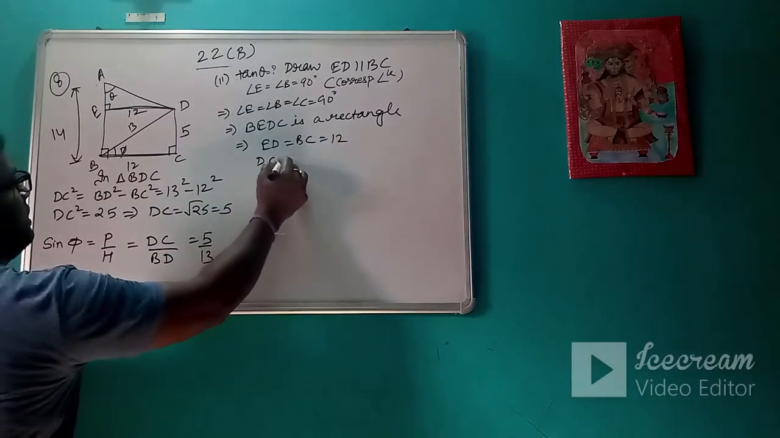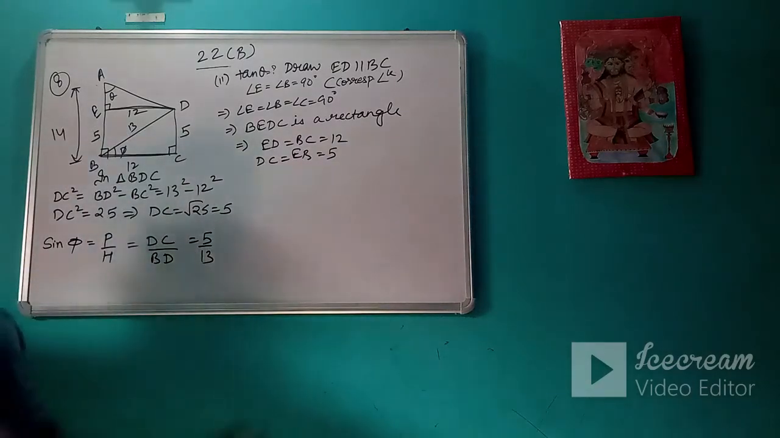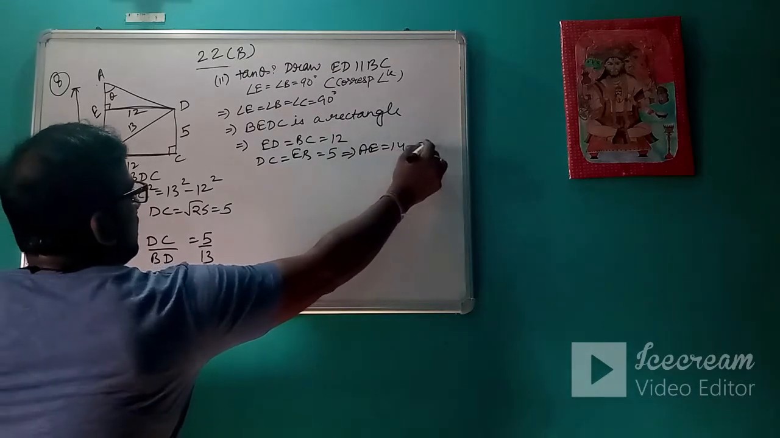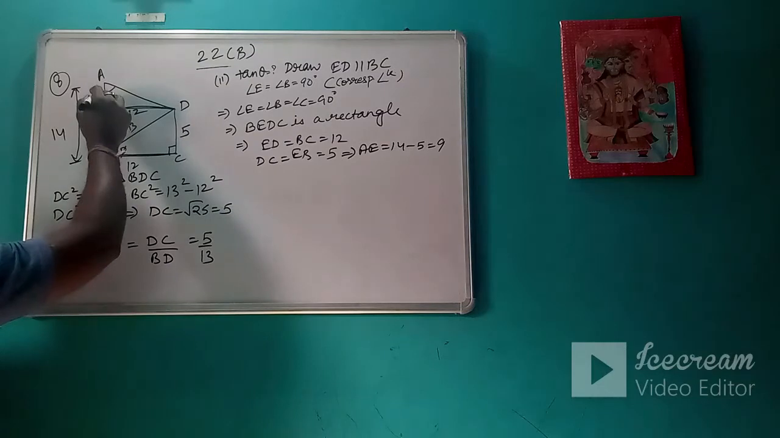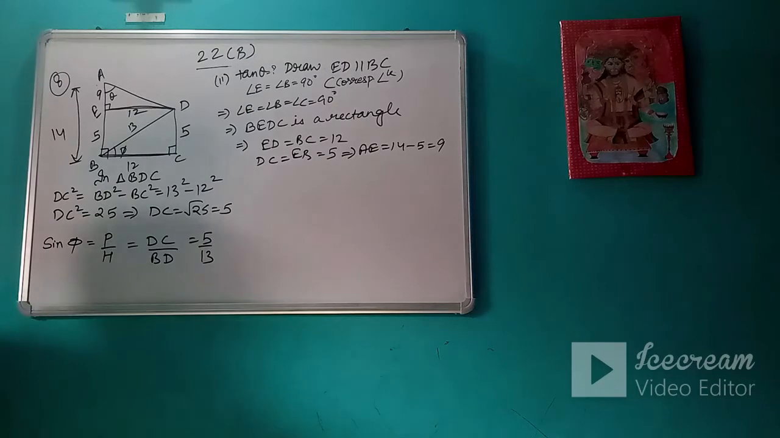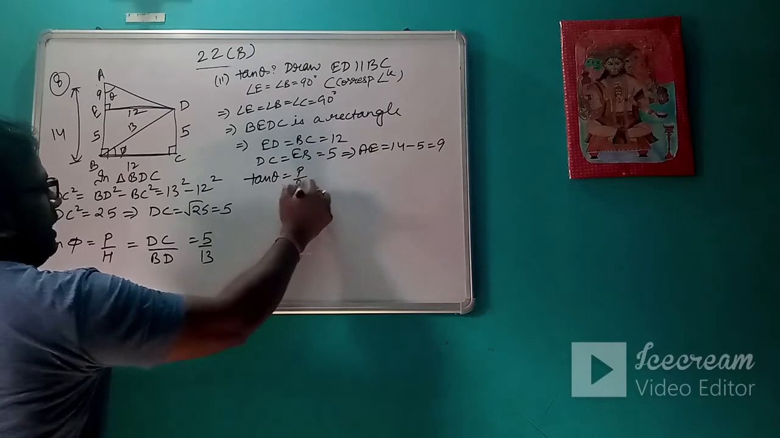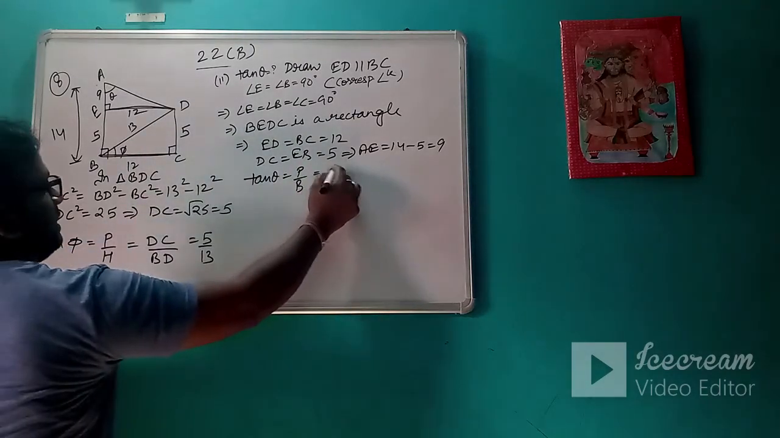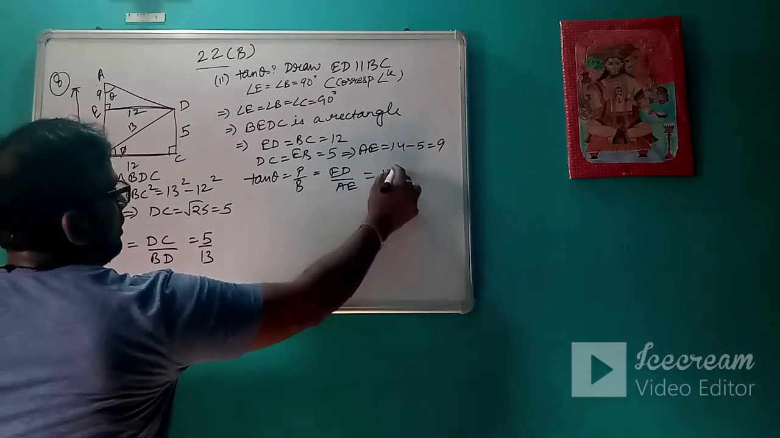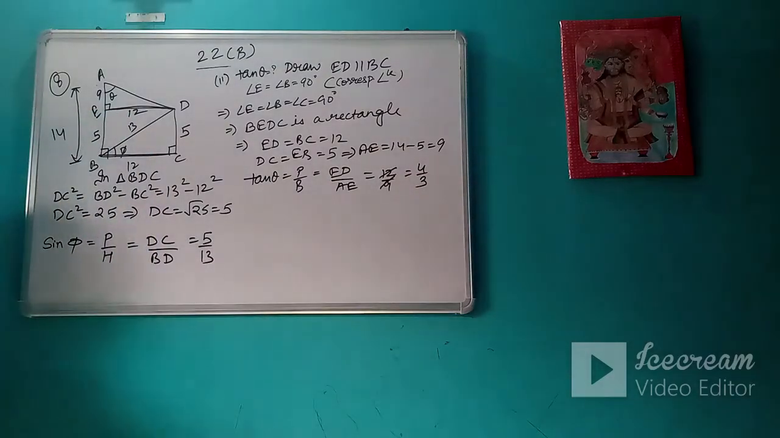So what is DC? DC will be EB and it is equal to 5. So what is AE? AE will be how much? 14 minus 5, that is 9. That means this is 5, it becomes 9. Now our triangle AED is having the values. Now we can find the value of tan theta. So tan theta is P upon B. For this theta, P is ED and B is AE. So ED is 12 upon 9. That means it is 4 upon 3. So this is how you can find the value of tan theta.